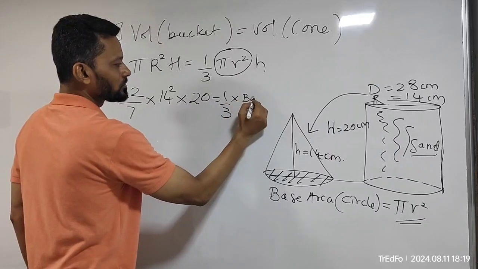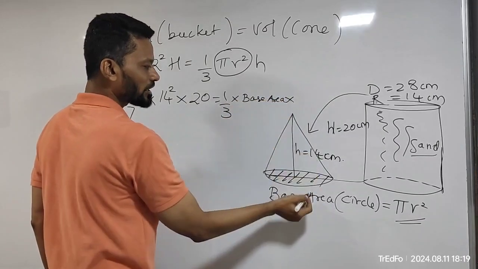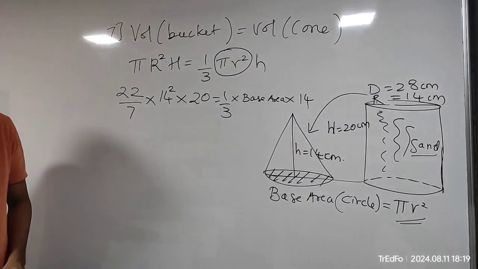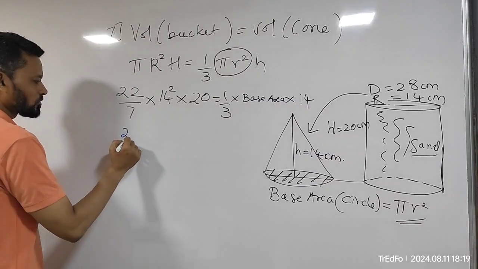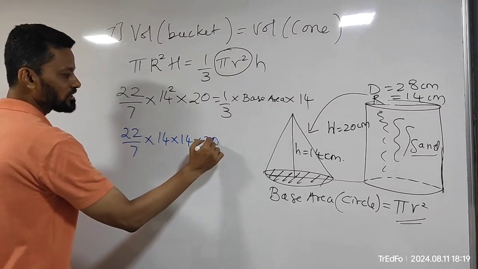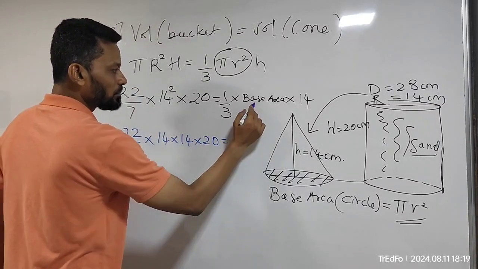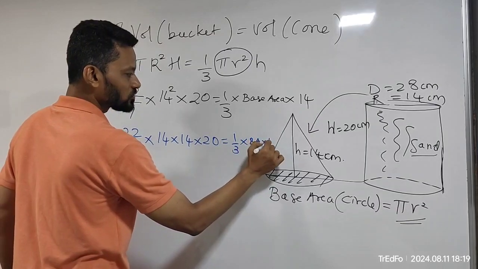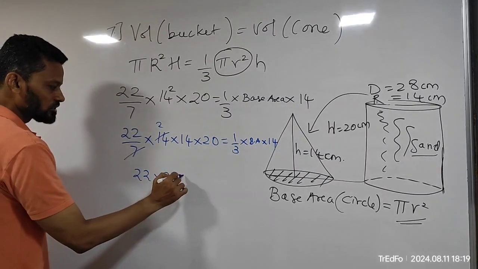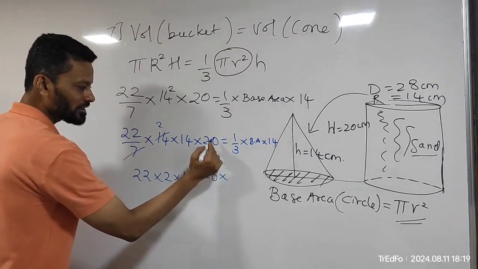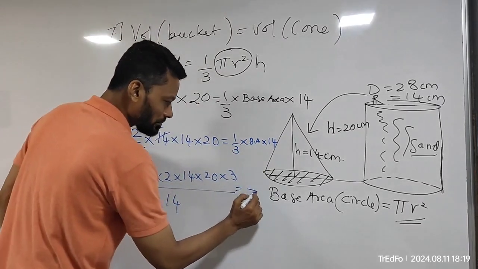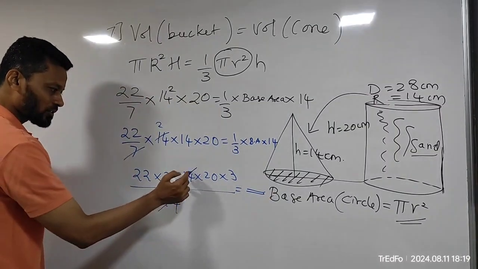This is my base area, so write base area into height. Height is 14. This is what we need to find. So let's keep that as it is and start the rest of the calculation. So this will be my 22/7 into 14 square is 14 into 14 into 20 equals to 1/3 into base area, leaving it as it is, into 14. 7 ones are 7, 7 twos are 14, 22 into 2 into 14 into 20 into, this 3 will go upon 14, come into the denominator, and what remains here? Base area. 14 and 14 get cancelled.